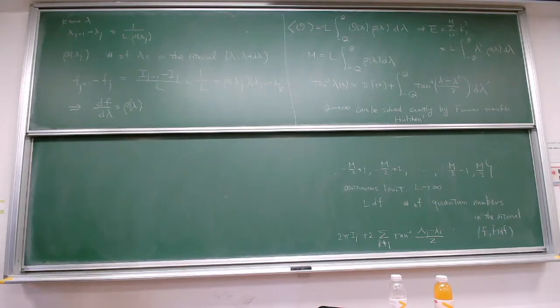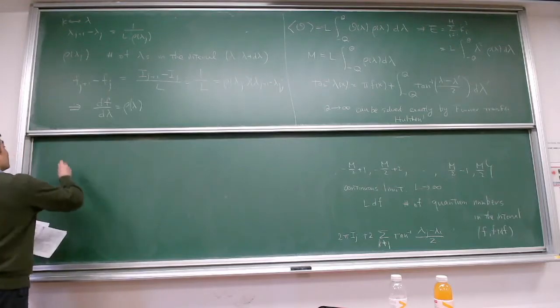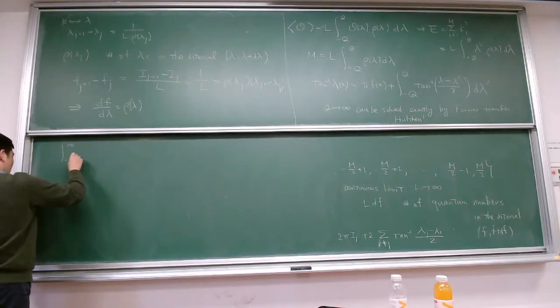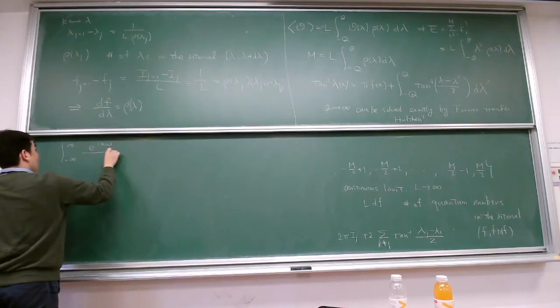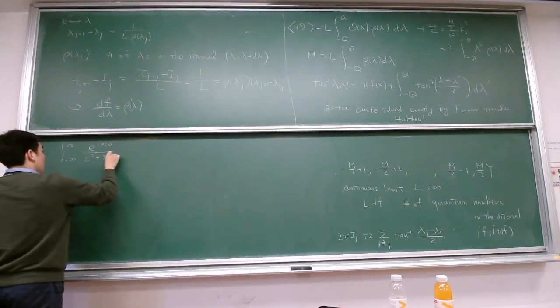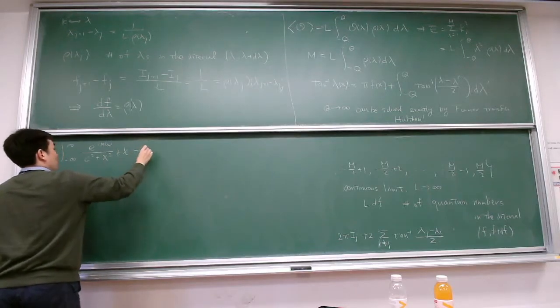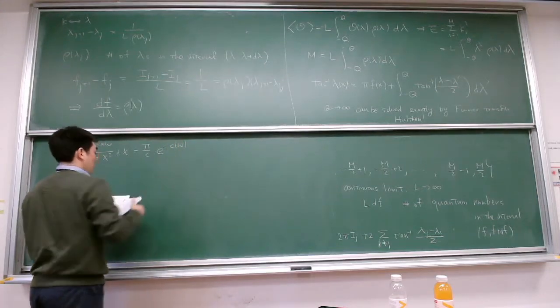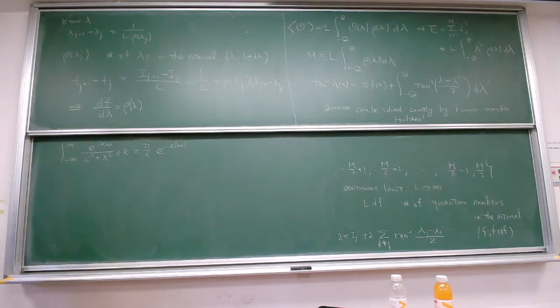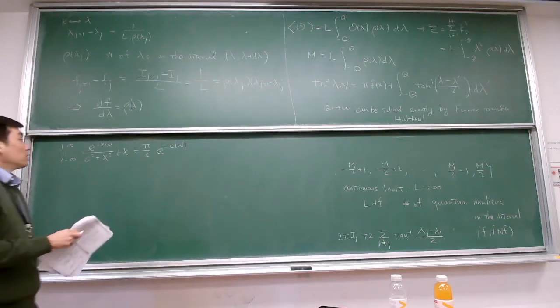By Fourier transformation, we have the following: the integral from minus infinity to infinity of e^(i x omega) over (c squared plus x squared) dx is equal to pi over c times e^(-c omega).